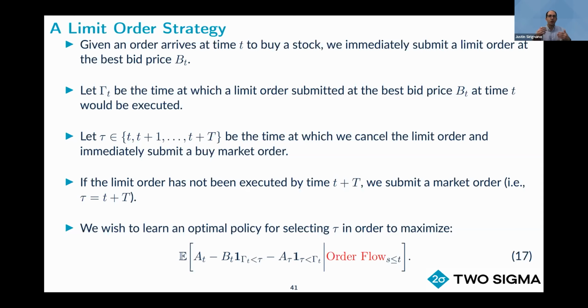The expected cost savings from this strategy is given in equation 17. The expected cost savings from a strategy to select the cancellation time tau is given by equation 17. We would like to use reinforcement learning to train a model to adaptively select the time tau to maximize equation 17.